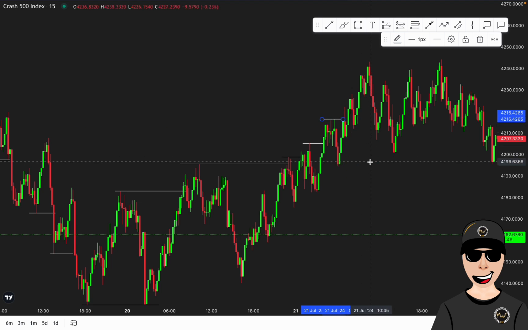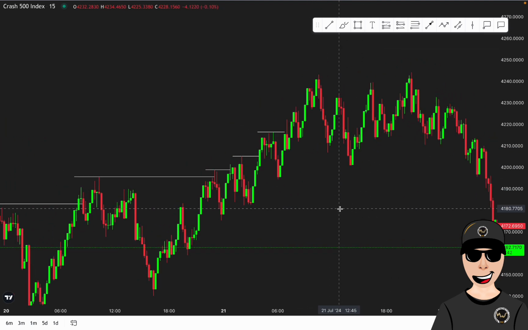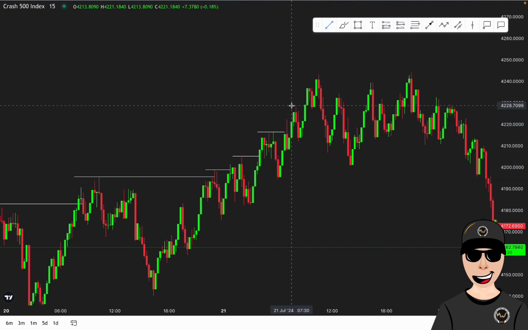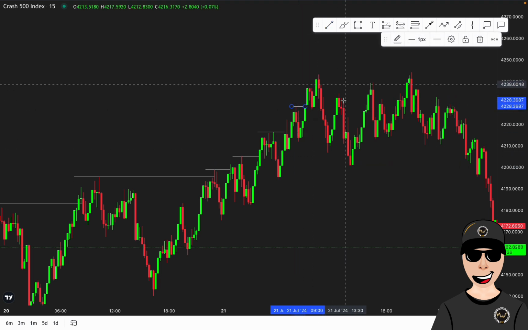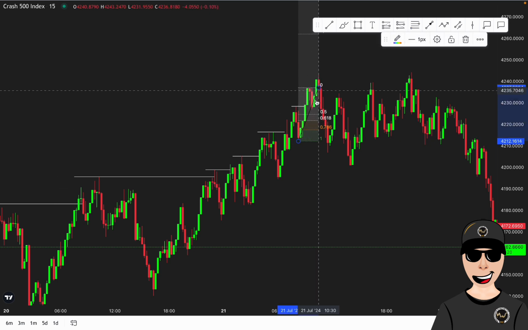This high got broken. Just zoom in so you can see a little bit better. From this low to this high. Did price come and retrace? No, so it's a no trade. We broke this high. Where's the low that broke it? This low to that high. Did price come and retrace? No.